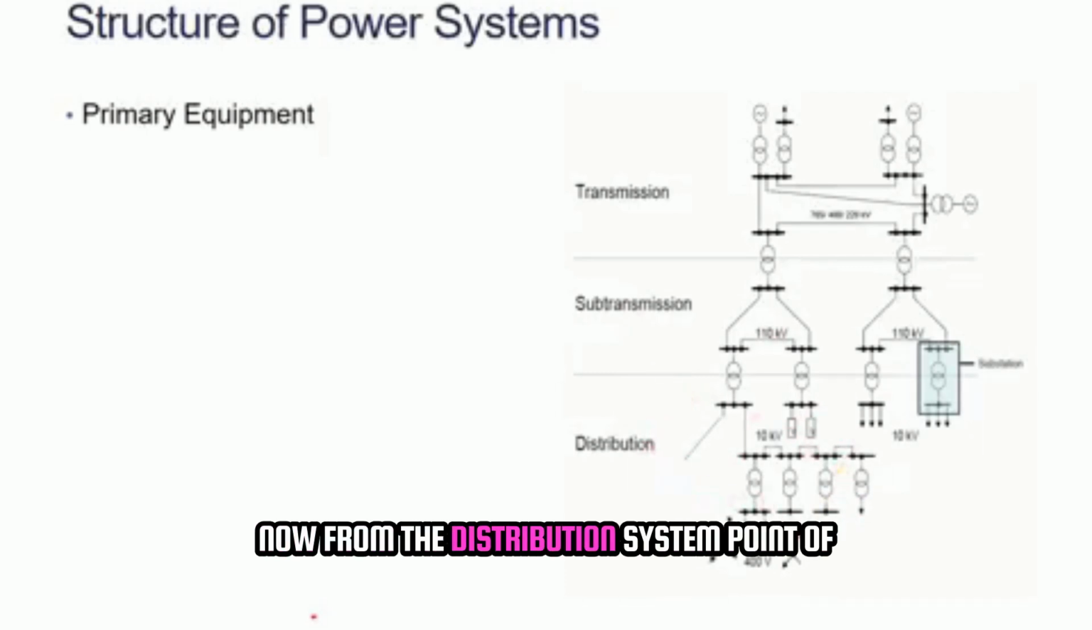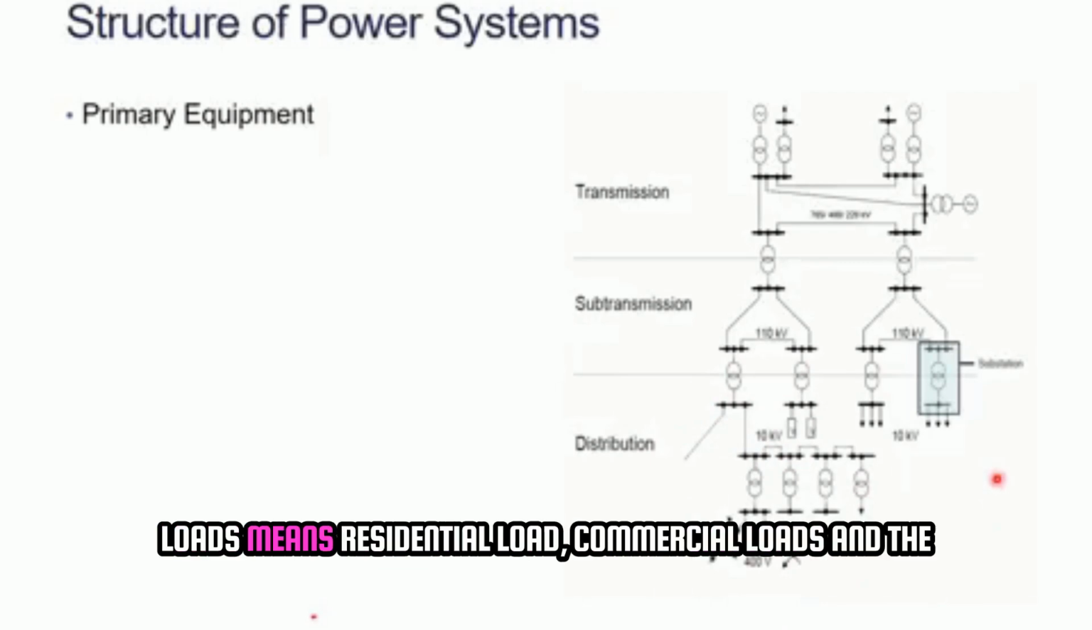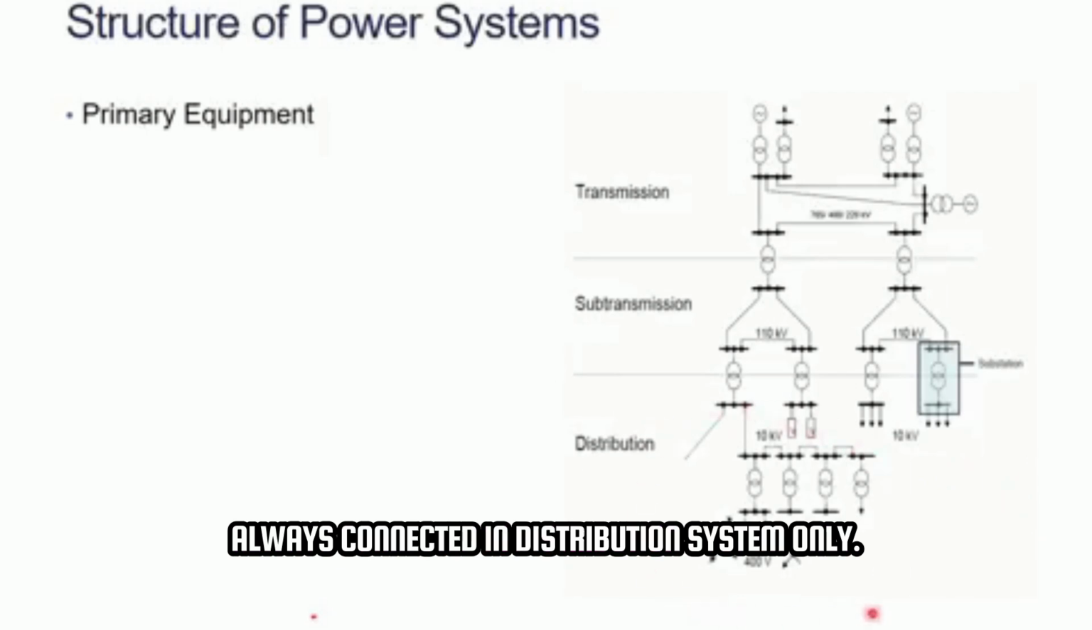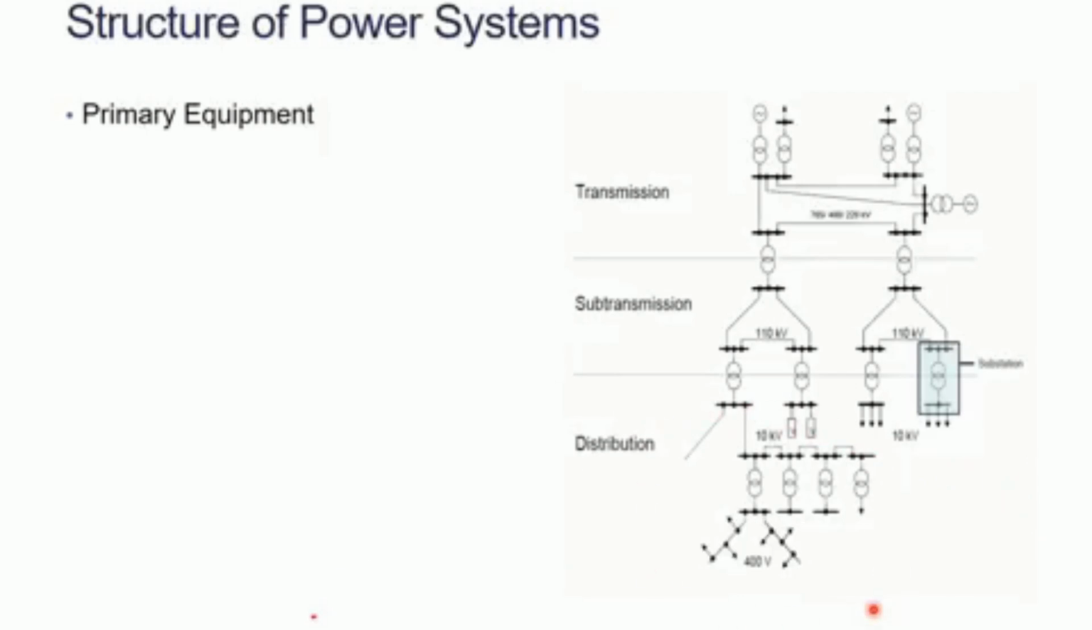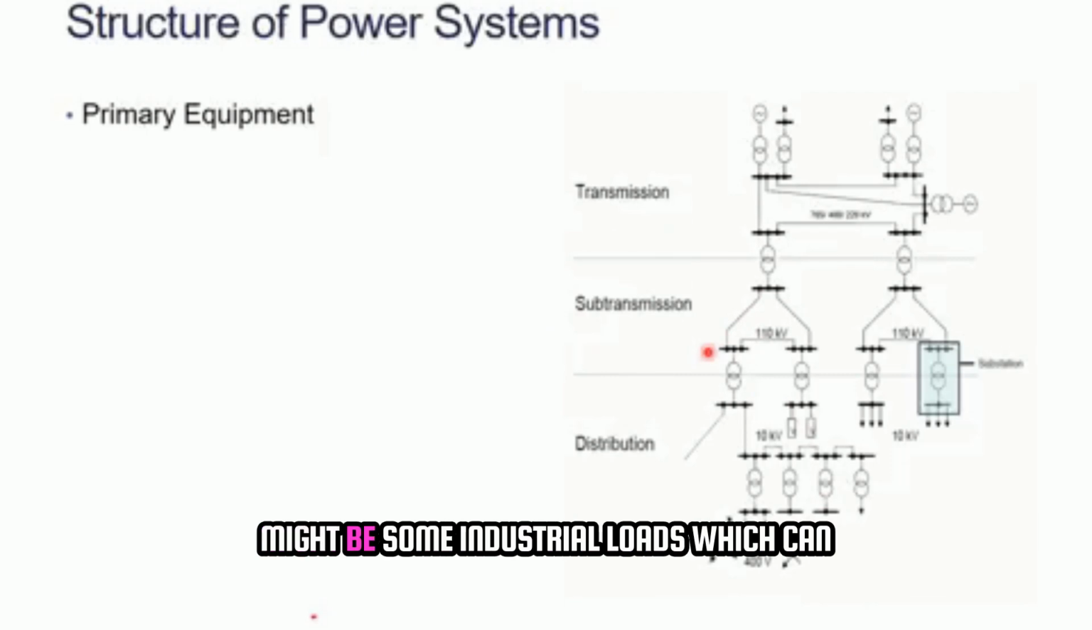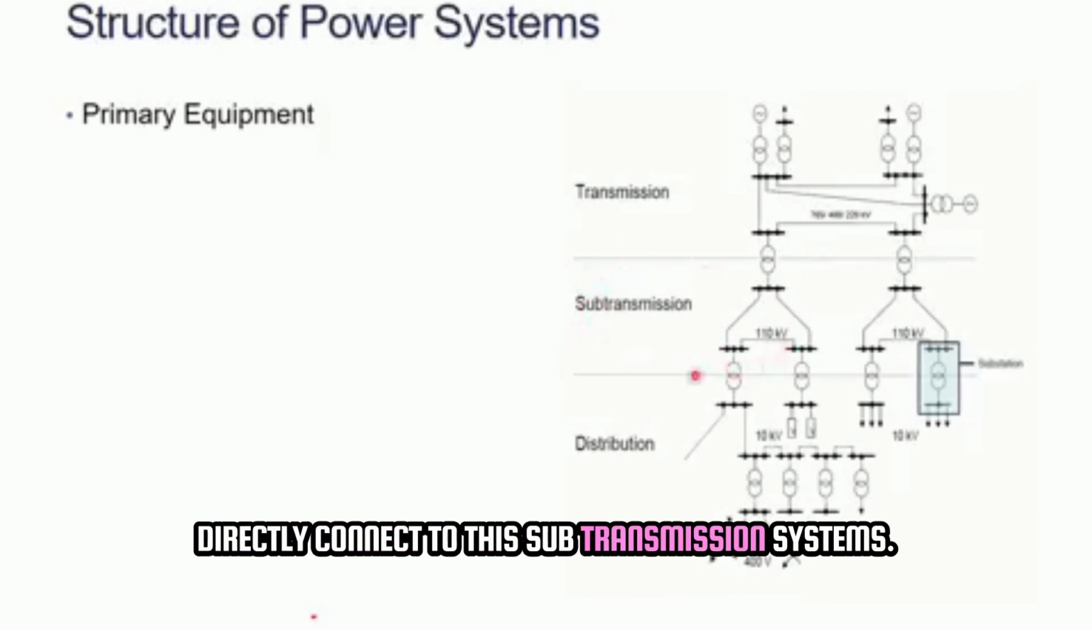Now, from the distribution system point of view, you generally have the low voltage systems and all the loads. Loads means residential, commercial, and industrial loads, which are often or always connected in the distribution system. Only, to differentiate sub-transmission, there might be some industrial loads which connect directly to the sub-transmission systems.